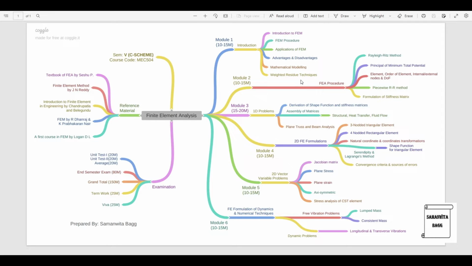Currently in this C scheme, there are only 2 topics which have been chosen for weighted residue method. That is the Galerkin and subdomain method. The rest 3 have been removed. So you can study these 2 topics. One numerical on this topic is definitely there in the paper, that is on Galerkin and subdomain method.